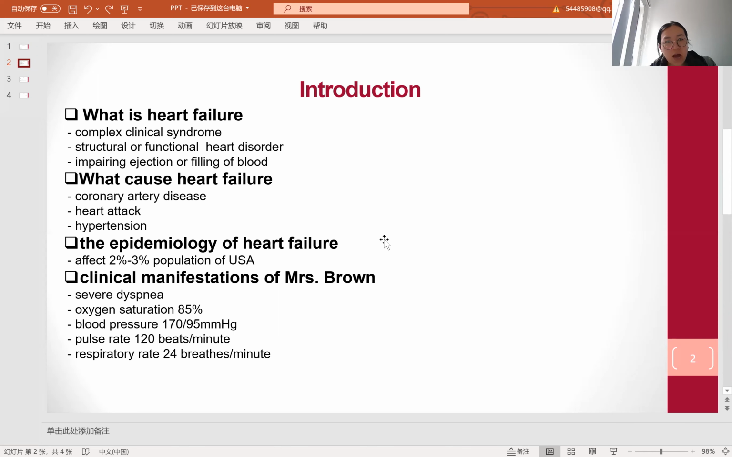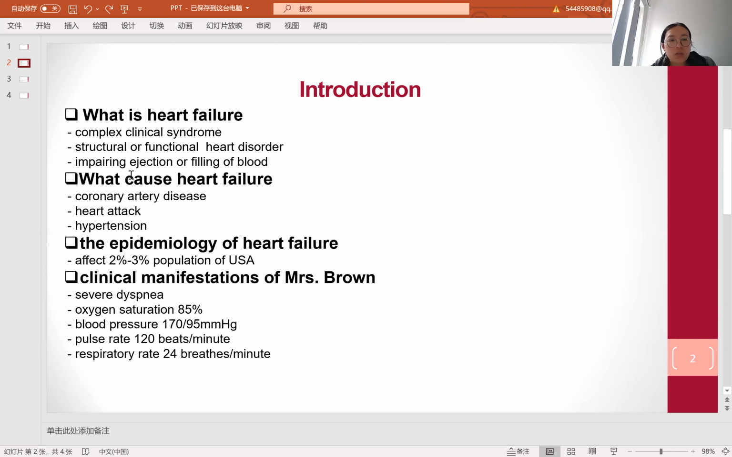So what is heart failure? Heart failure is a complex clinical syndrome which develops as a result of any structural or functional heart disorder, impairing ejection or filling of blood to systemic circulation so as to meet the systemic needs.